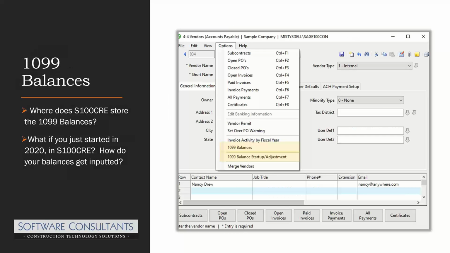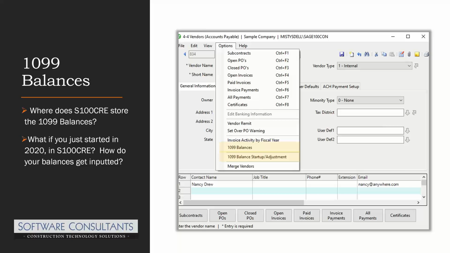Okay, let's talk about 1099 balances. So as you're entering accounts payable into Sage 100 Contractor, it is already tallying those dollars for you. So it's storing them inside a 1099 balances table. So every time I pay a vendor, every time I enter an AP invoice for a vendor and pay a vendor, then it is going to add to their 1099 balance.